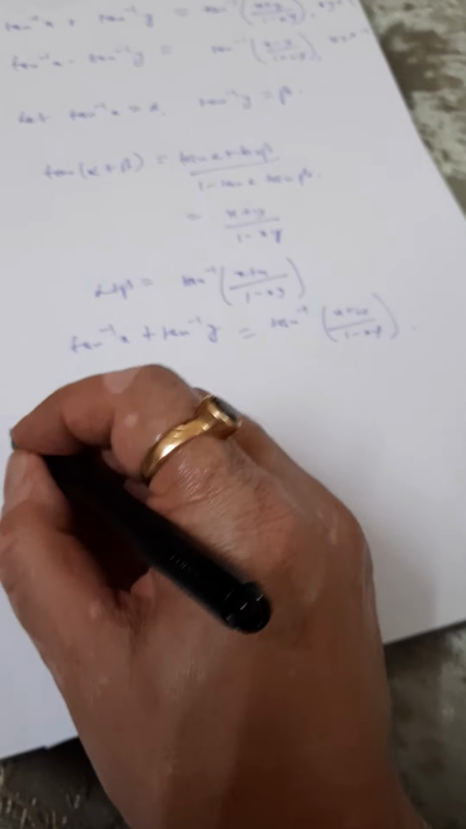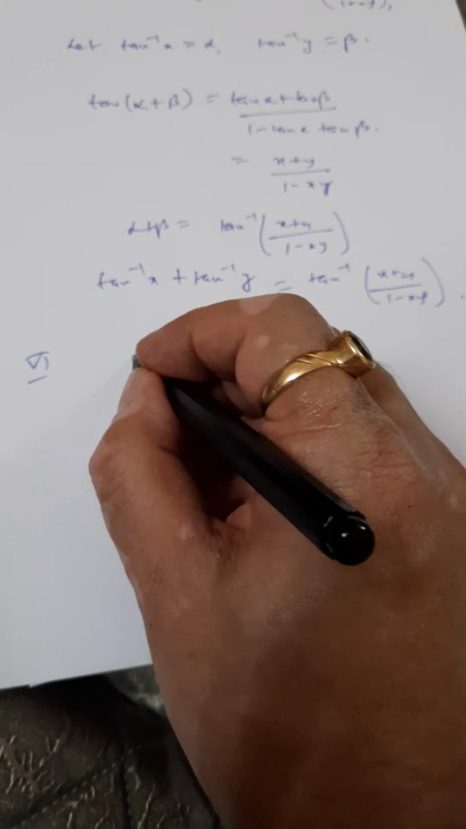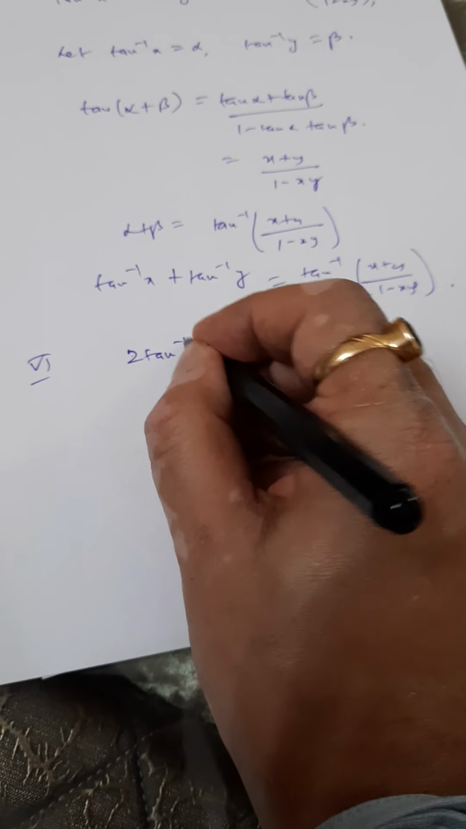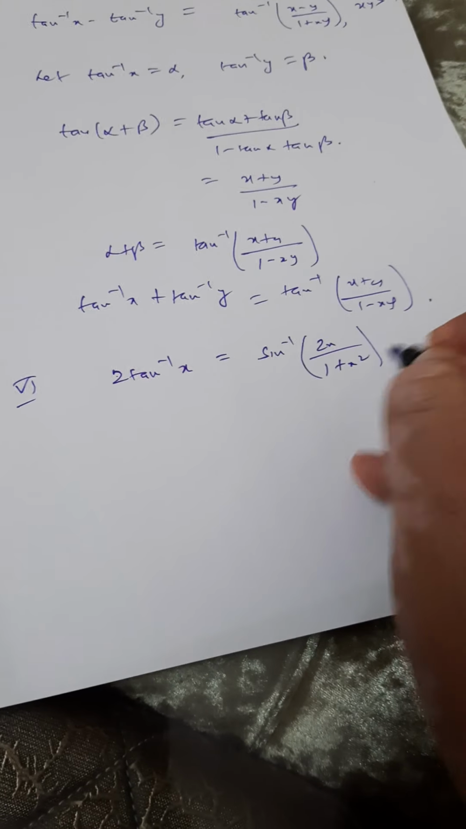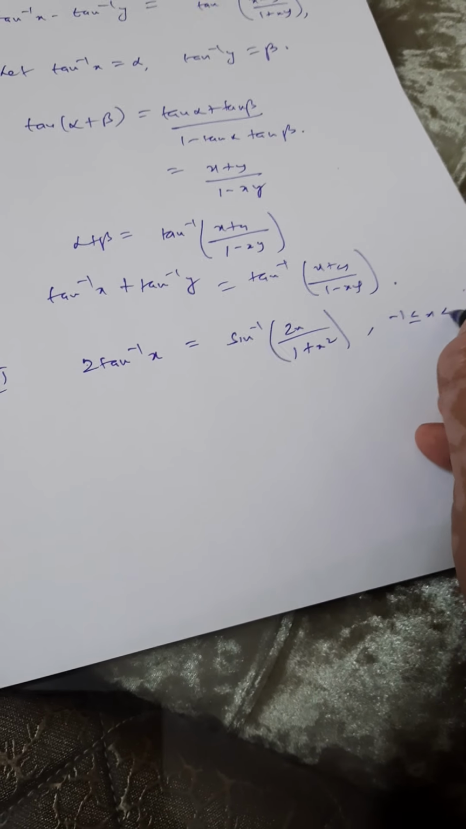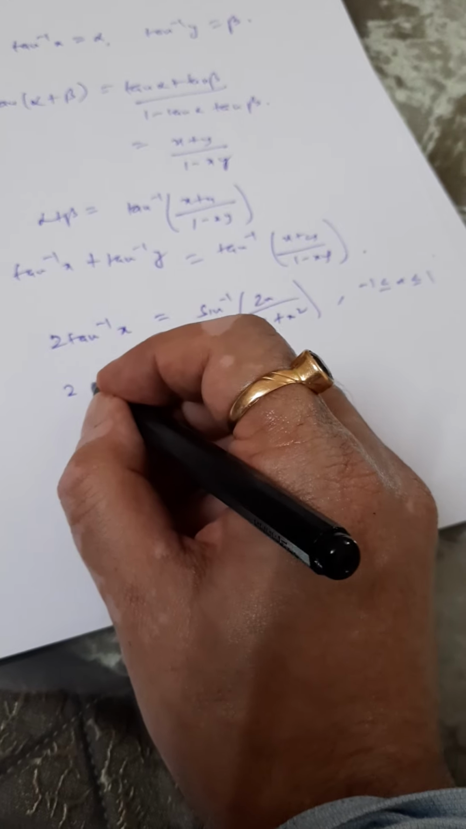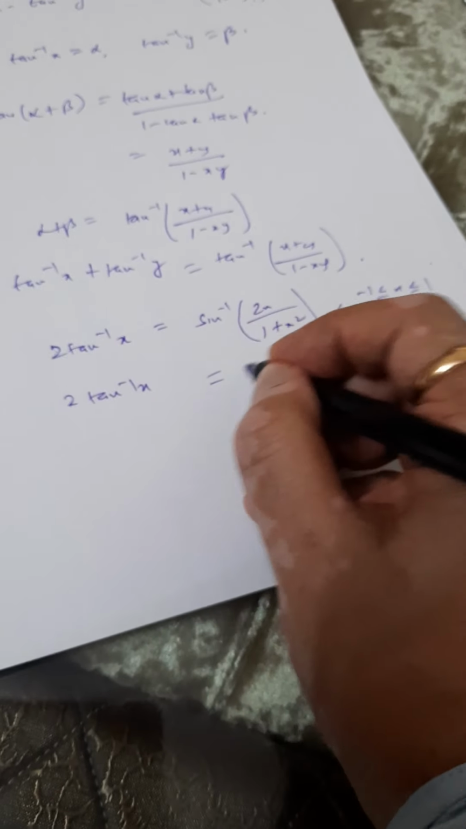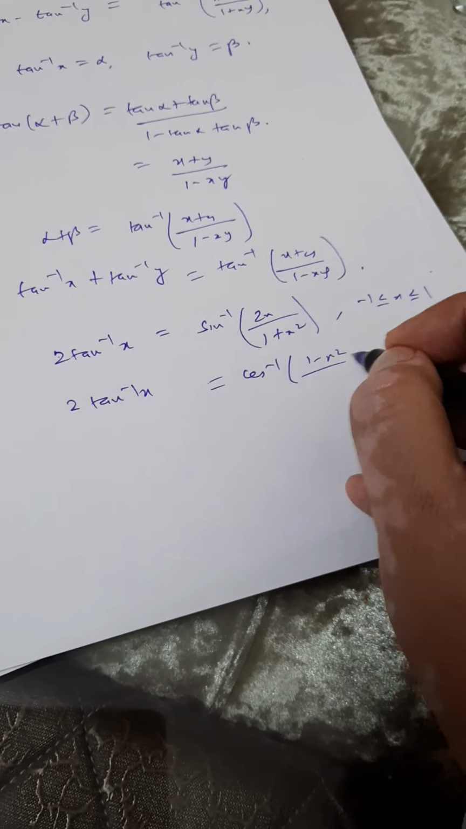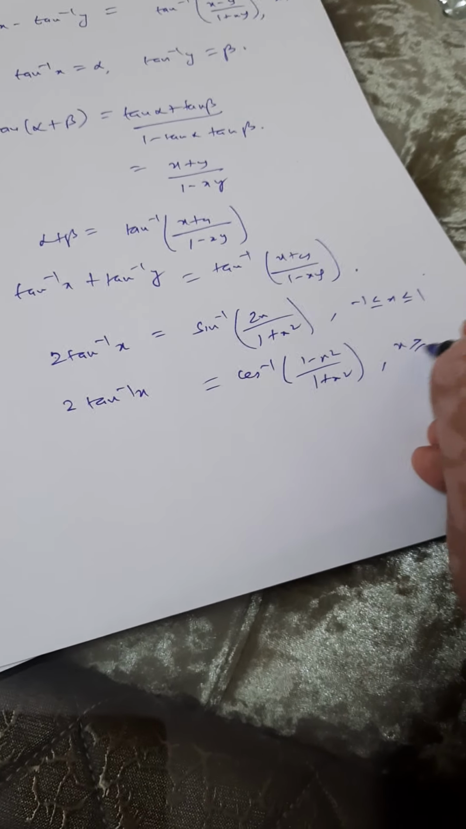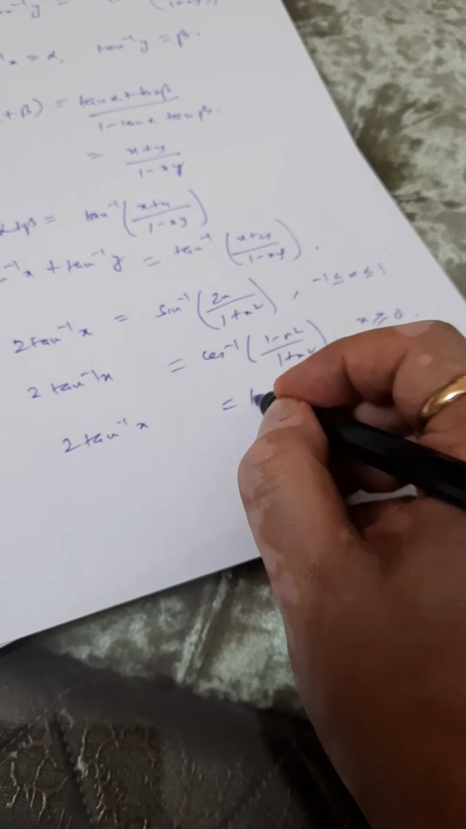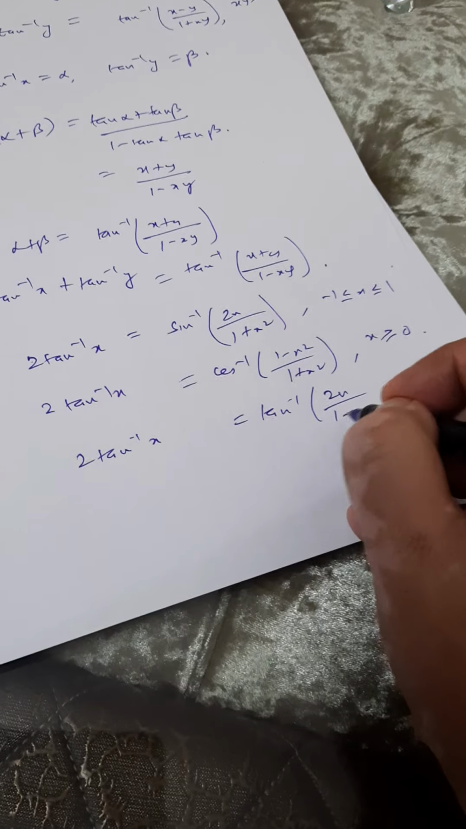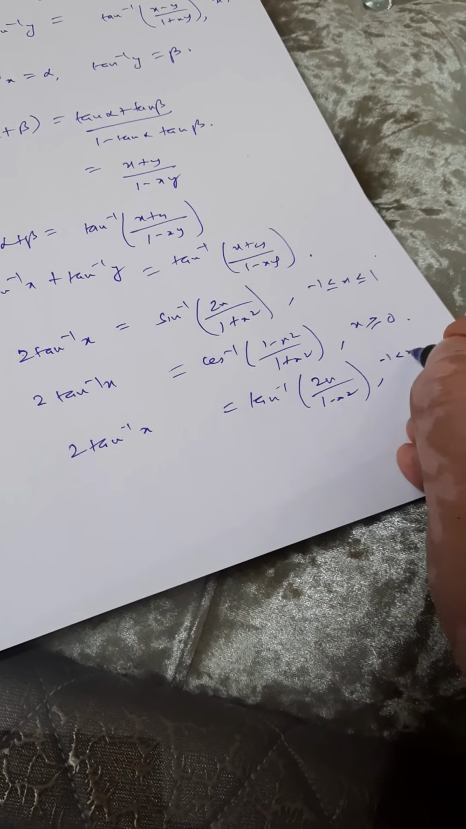So the last set is this: 2 tan inverse x equals sine inverse of 2x upon 1 plus x square, x lying between minus 1 and 1. 2 tan inverse x is cos inverse of (1 minus x square) upon (1 plus x square), x greater than or equal to 0, and 2 tan inverse x equals tan inverse of 2x upon 1 minus x square, of course x lying between minus 1 and 1.